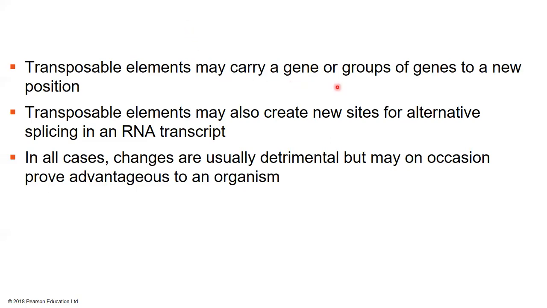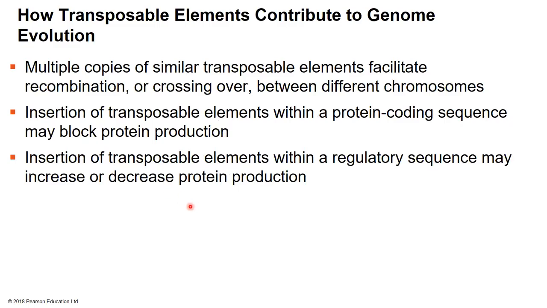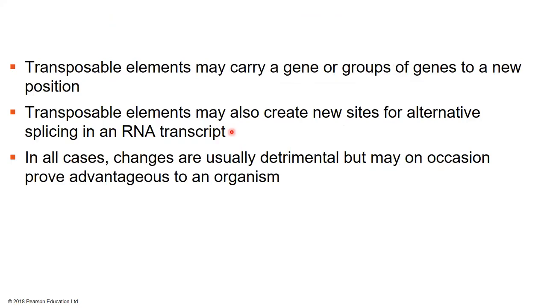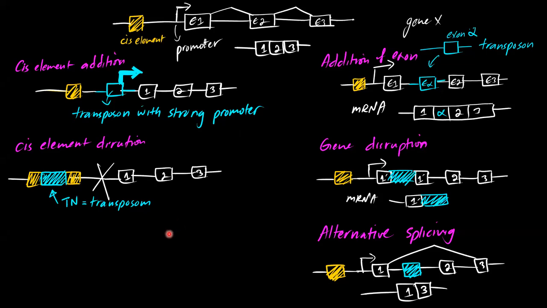They may carry a gene or group of genes to a new position. They also might create new sites for alternative splicing, just like we saw. They might increase or decrease gene expression or protein production, or they might block protein production or disrupt the gene. Also, they might lead to gene silencing.